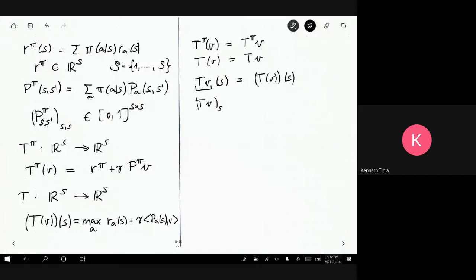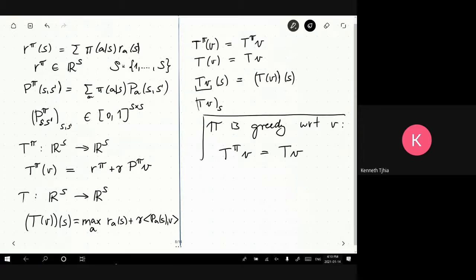With all these notations, what is this notion of being greedy? Well, pi is greedy with respect to V if T of pi V is equal to TV. Much shorter. And we killed two birds with one stone because we also introduced the operator T, which is called a Bellman optimality operator. So T is called the Bellman optimality operator. All right, so that's a fancy word, operator.